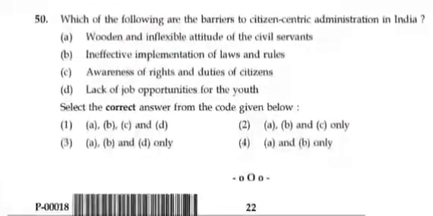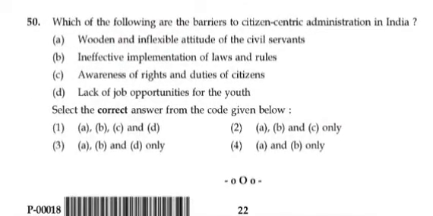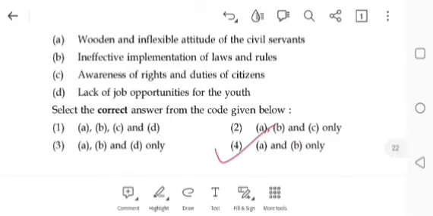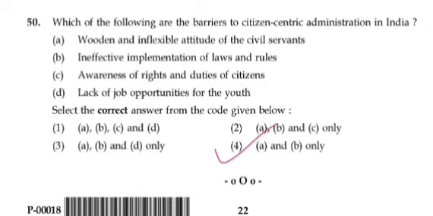Last question. Which of the following are the barriers to citizen-centric administration in India? A: Wooden and inflexible attitude of the civil servants. B: Ineffective implementation of laws and rules. C: Awareness of rights and duties of citizens. D: Lack of job opportunities for the youth. Options: ABCD, ABC, ABD, A and B. So number 4 will be correct, A and B. Wooden and inflexible attitude of the civil servants, that is true, it's a pragmatic thing. Then B, ineffective implementation of laws and rules, this is also correct.